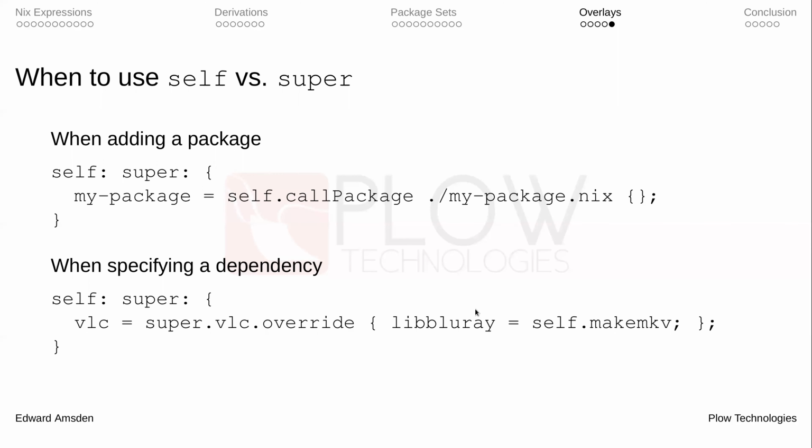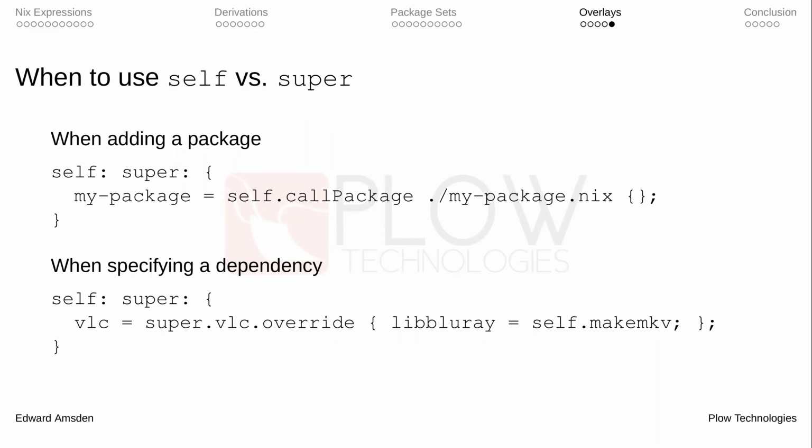So makeMKV I'll get from self because it's a dependency. I'm not overriding or redefining makeMKV, but because I'm redefining VLC while using the value of VLC that's already in the package set, I'm going to get it from super. If I got this from self, this would be self-referential. Is the distinction between those two arguments and the reason for them clear to anyone? Does anyone have any questions?